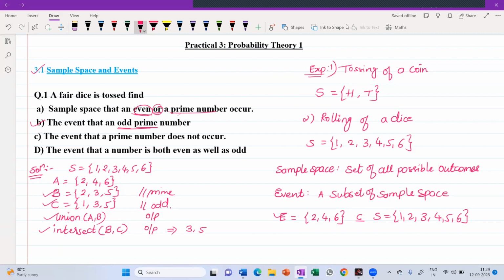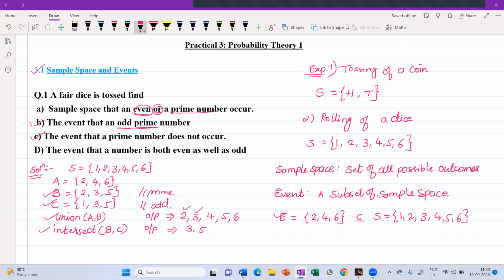For the first question, the number should be even or prime. The output is going to be 2, 3, because 2 is even. 3 is not even, but it is a prime. So the number should be either even or prime. Then can I get 4? Yes, because 4 is an even number. Can I get 5? Yes, because 5 is a prime number. Can I get 6? Yes, 6 is an even number. So this is going to be your output. Can the output be 1 in the first case? No, because 1 is neither even nor prime.